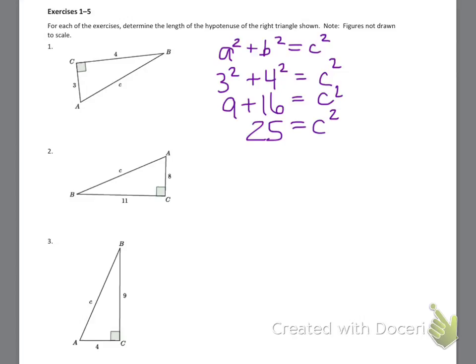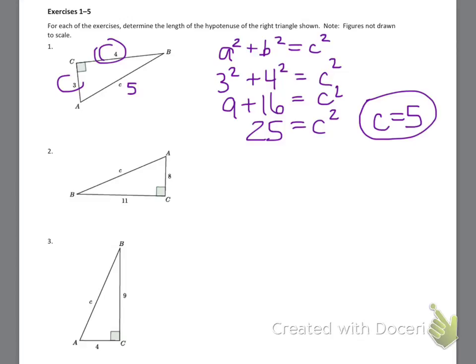Okay, so for this first exercise, I've written the Pythagorean theorem, substituted for the legs of this triangle, A and B, 3 and 4. So 3 squared plus 4 squared equals c squared. 3 squared is 9, 4 squared is 16. That adds up to 25. So c squared equals 25. Now 25 is a perfect square, so I can know that c is equal to 5 in this case. I know that 5 times 5 is 25. So c, this side length, is equal to 5.